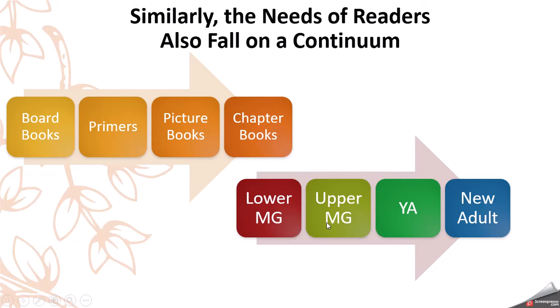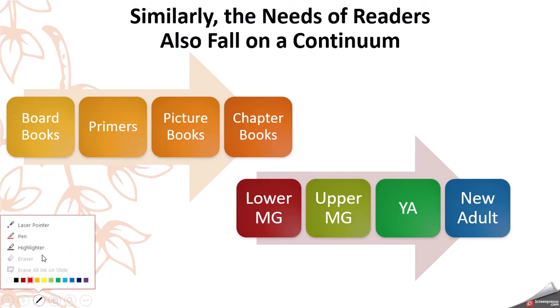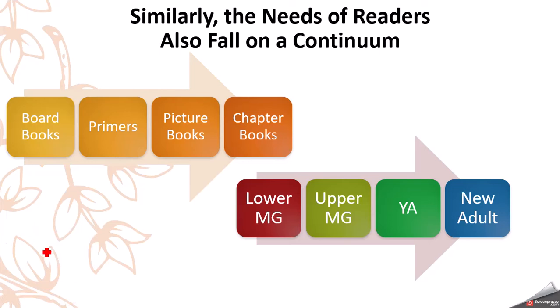Now, I went into more explanation on this in my last lecture, but just to show you where we're at this particular juncture, there's my pen. We're skipping over board books, primers, and picture books for this online class, just by default because of the format that we're in, and the fact that that's covered a lot by another class at our school, which is emerging literacy. So what we're going to do is pick up right here with chapter books. That's where we are this time. And then the next developmental lecture will be talking about lower middle grade.